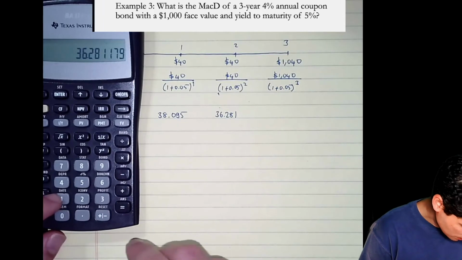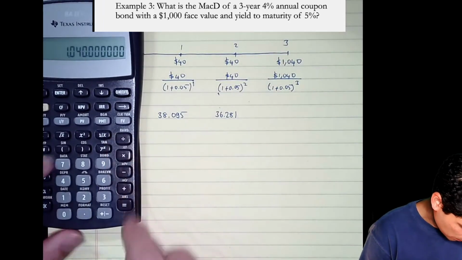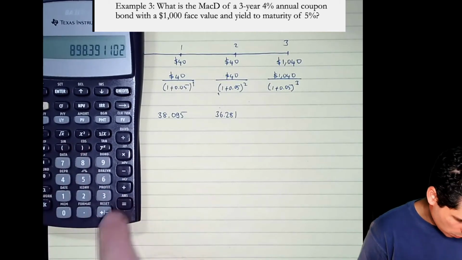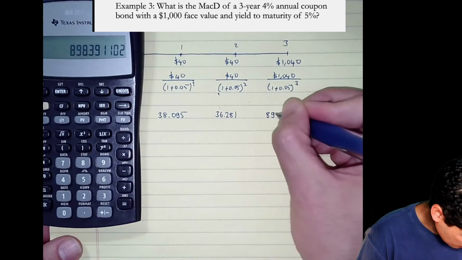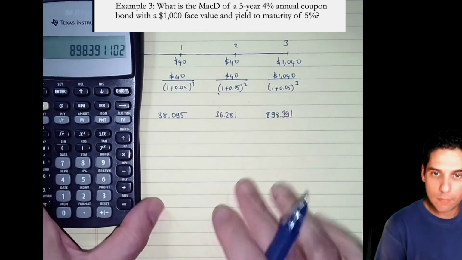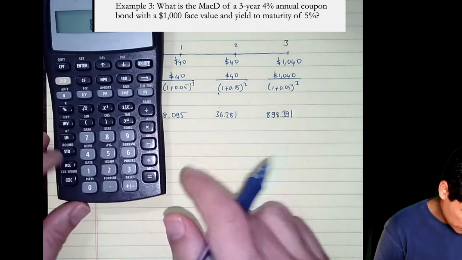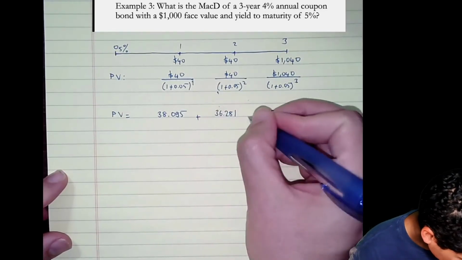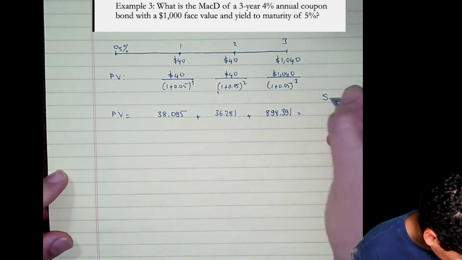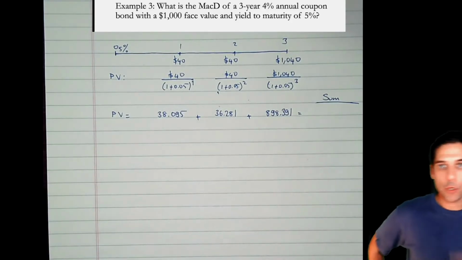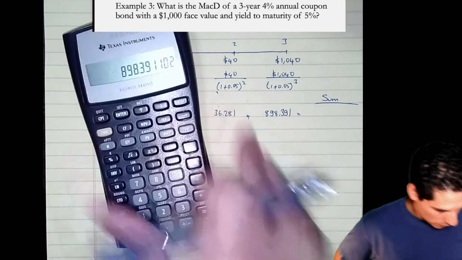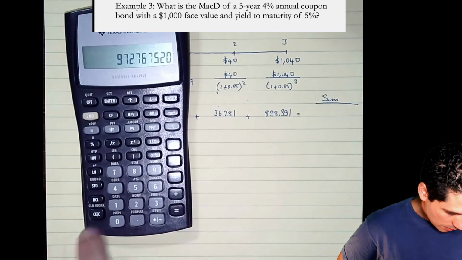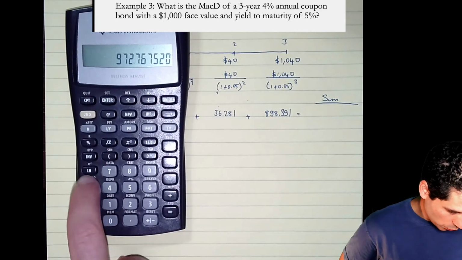Okay, and then the last one is 1040 divided by open 1.05 raised to 3 close, equals 898.391. So these are the present values, and let me store this STO3. All right, so now if I add these up, which is the next step, the sum is going to be the value of the bond, right? So let's compute these. The third one plus recall 2 plus recall 1, and then let me store this. I'm going to need this, so I'm going to do STO4.